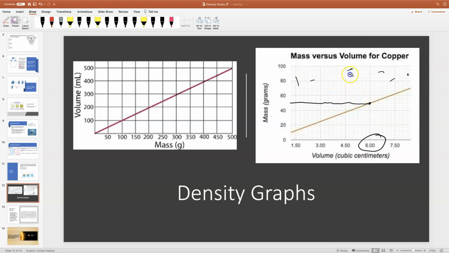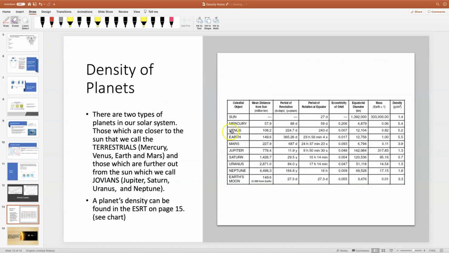All right, so we are going to get to our last 2, I believe, slides. Once you're done with this video, you have 8 Castle Learning questions that you're going to do. So here we go. Density of planets.